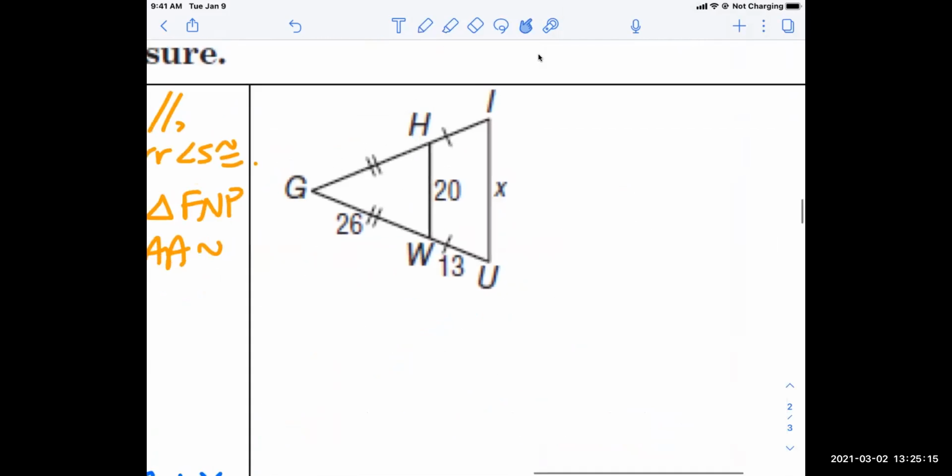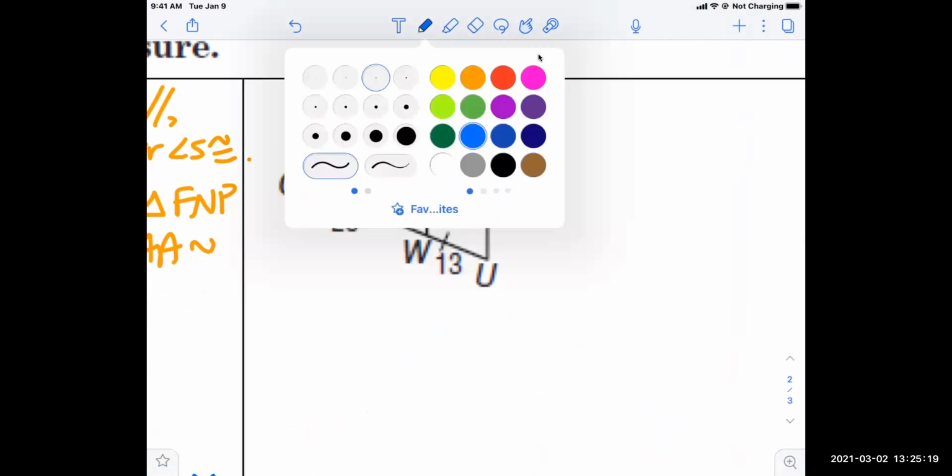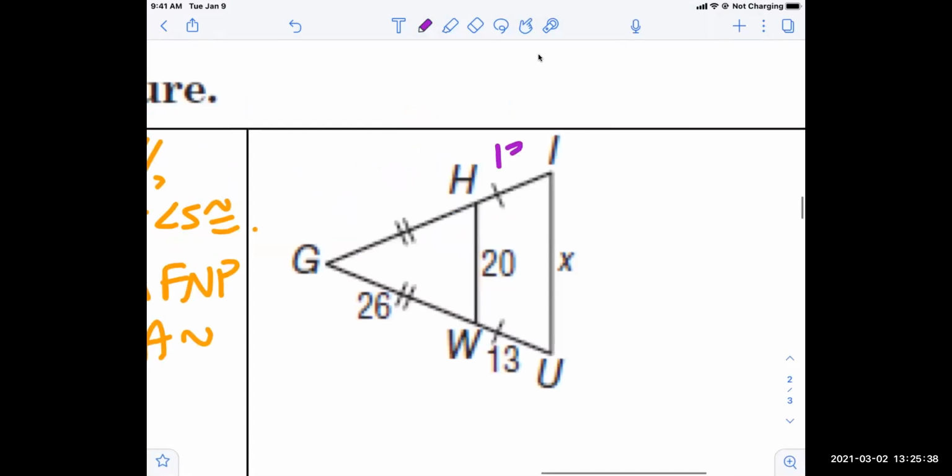So let's add some things onto the picture that we know, but it is not shown on the picture yet. What lengths could I mark on the picture that isn't shown, but we know? Okay, so we've got congruent marks there, right? So we know that's 13. What else do we know? GH is 26.